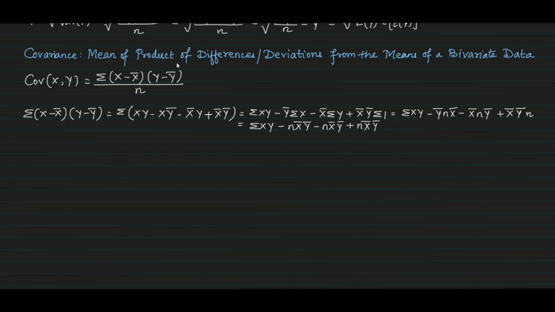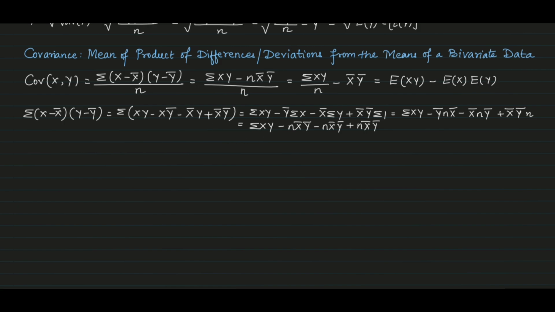This is nothing but summation of xy minus n times x bar y bar the whole by n, or summation of xy by n minus x bar y bar, which is equal to expectation of xy minus expectation of x into expectation of y.